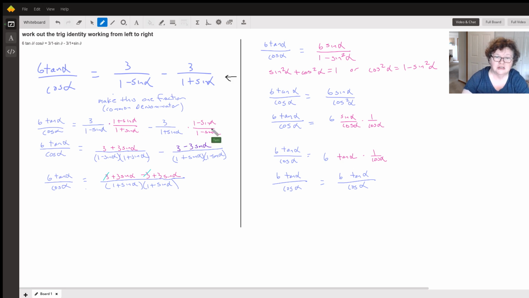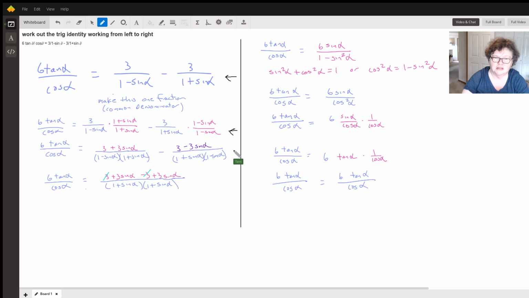On the next line, I just multiply each fraction by what it was missing in the denominator. The first fraction needed a 1 plus sine alpha. Remember, you have to do top and bottom so you don't change the equation. And on the second one, I did 1 minus sine alpha over 1 minus sine alpha.